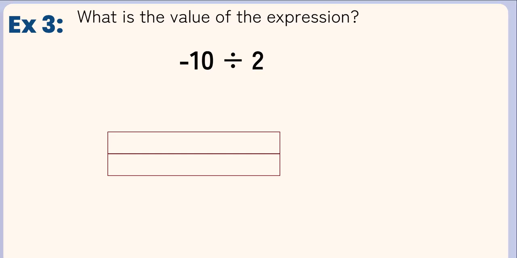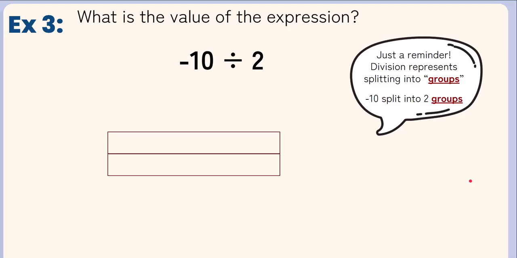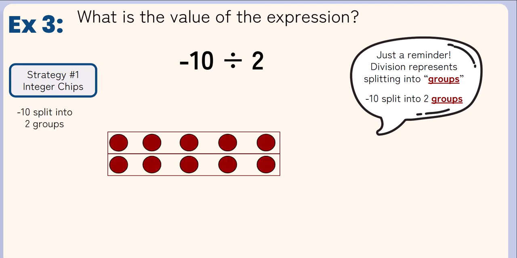What is the value of the expression -10 divided by 2? Just a reminder, division represents splitting into groups or sharing. So -10 split into 2 groups. With strategy 1, the integer chips, we have 10 negatives and we split them into 2 groups. So each group has -5.